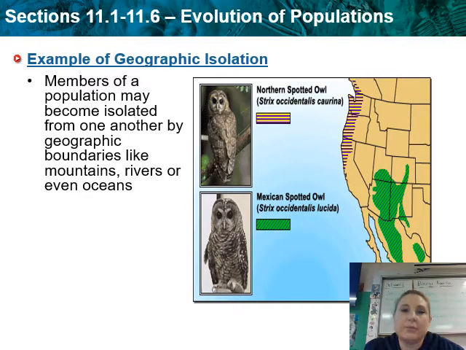Geographic isolation: members of populations can become isolated by geographic boundaries like mountains, rivers, or even oceans. Like these populations of the northern spotted owl up here, California, Washington, Oregon. Over here in the desert, we've got the Mexican spotted owl. There's a big mountain range over here in the middle that separates those two groups. And at some point in Earth's history, before those mountains were there, they were one population. But over time, they got split up, evolved separately, and now no longer interbreed.